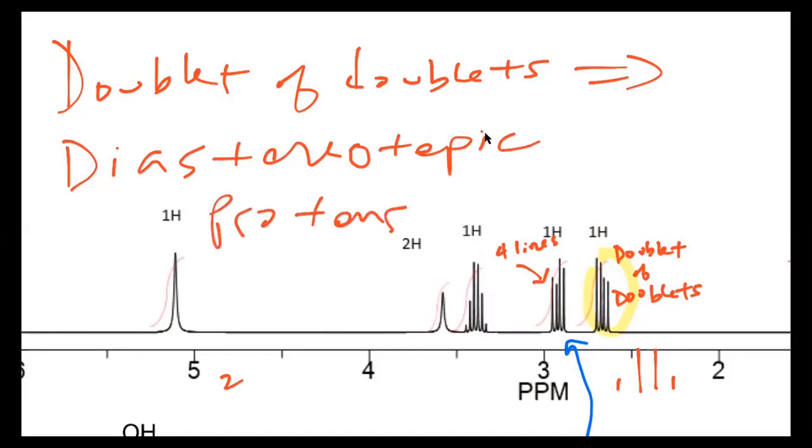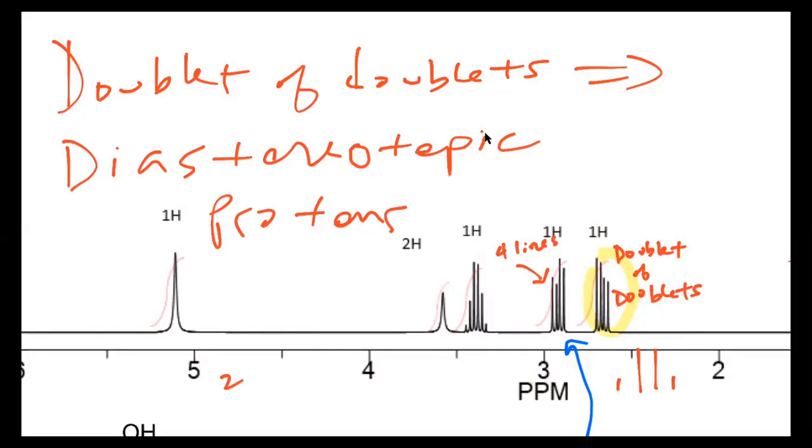Right, you'll see that when you have diastereotopic protons, there are so many different types of complex splitting. I just wanted to show you this one, but there are a lot of different types of complex splitting patterns. You can have a triplet of doublets, a triplet of quartets, a doublet of quartets. It just depends on the situation, and it depends on what's around the protons that you're looking at.